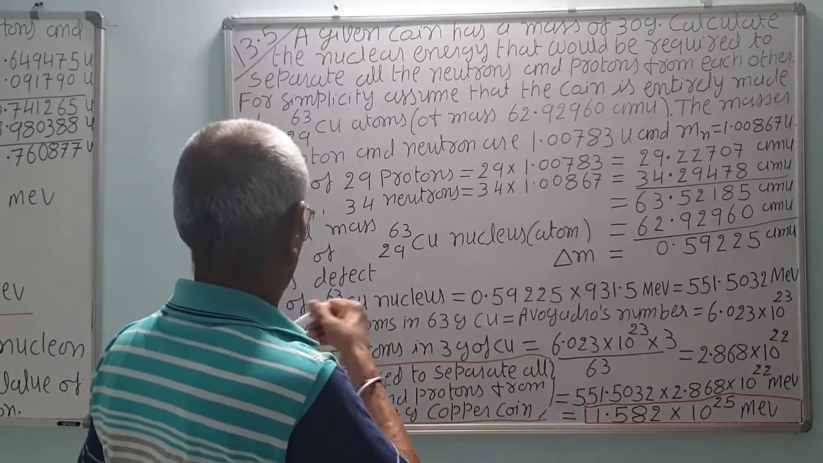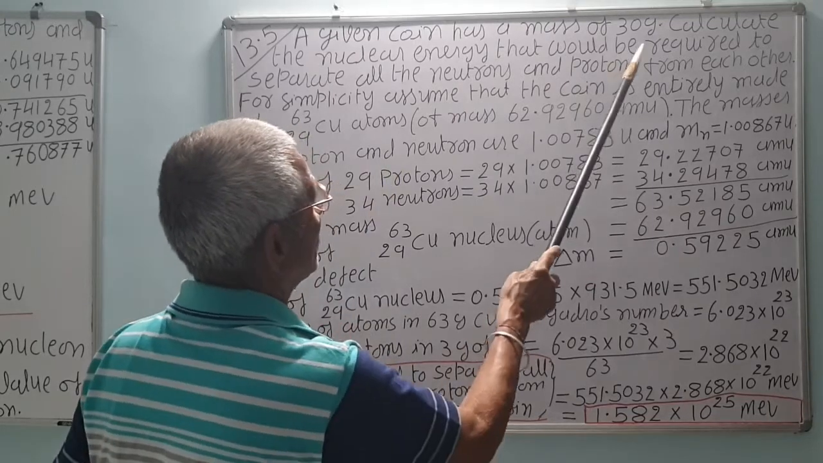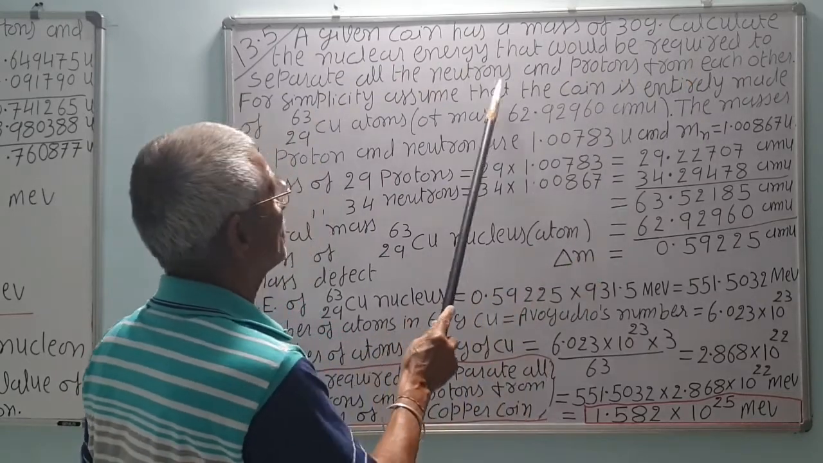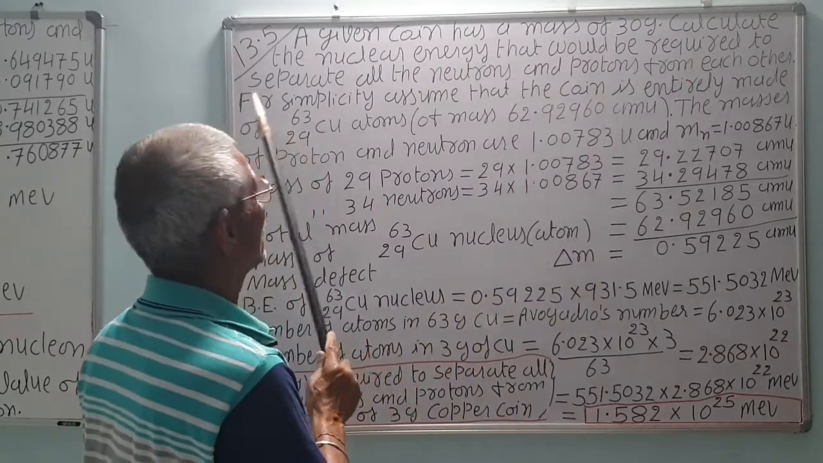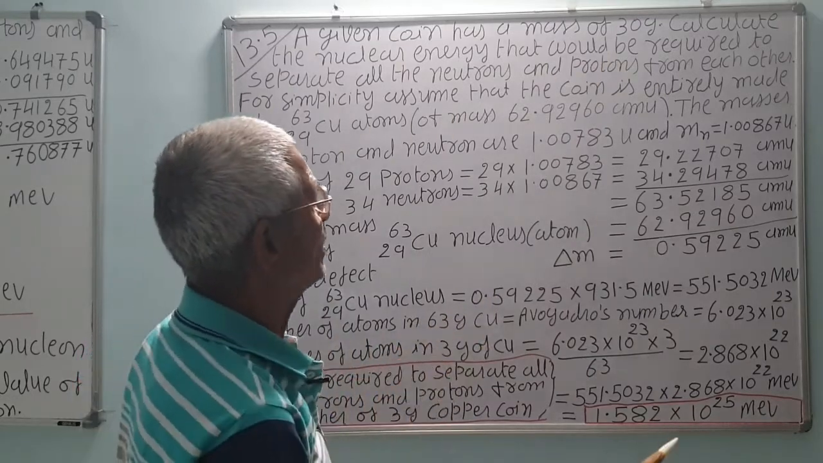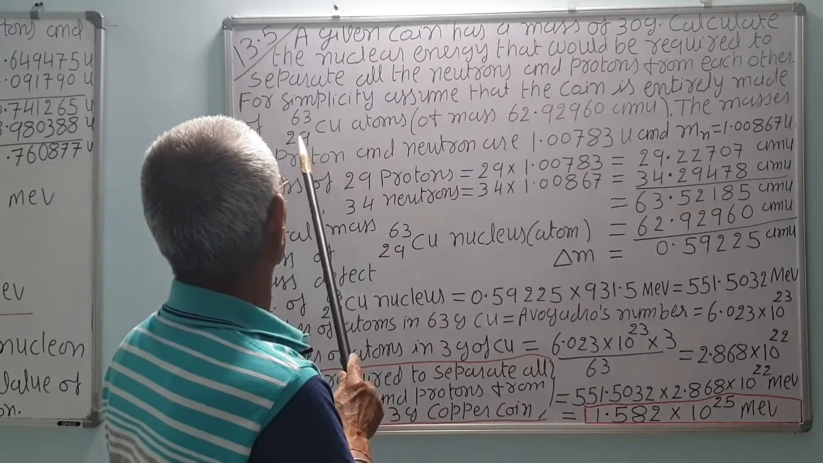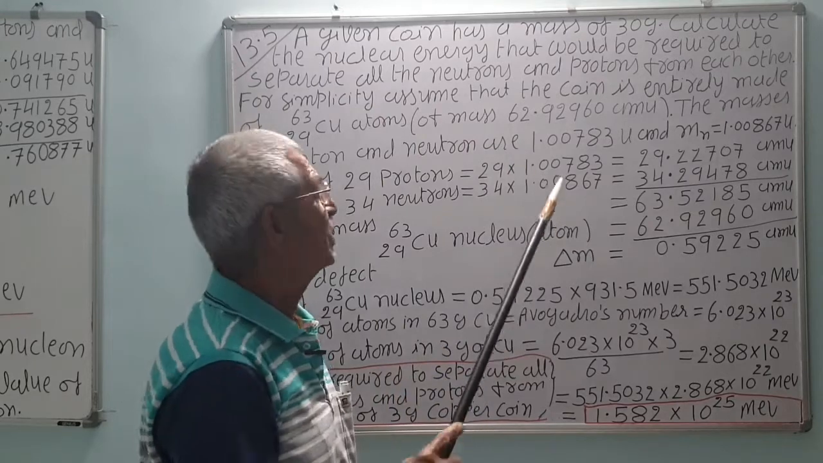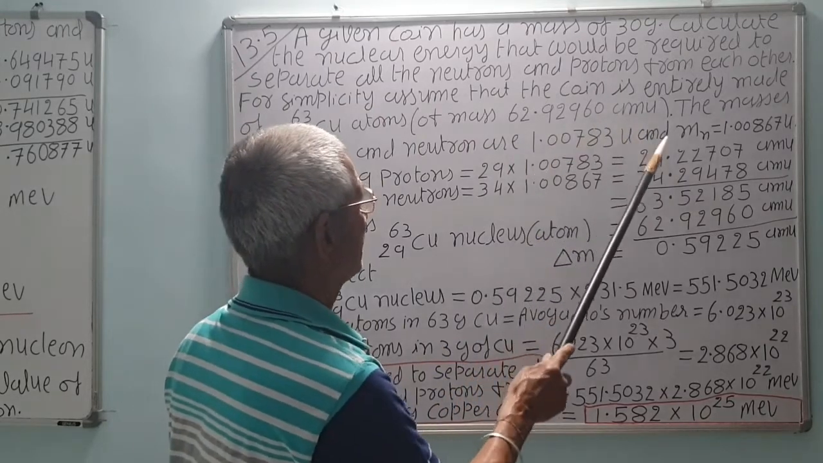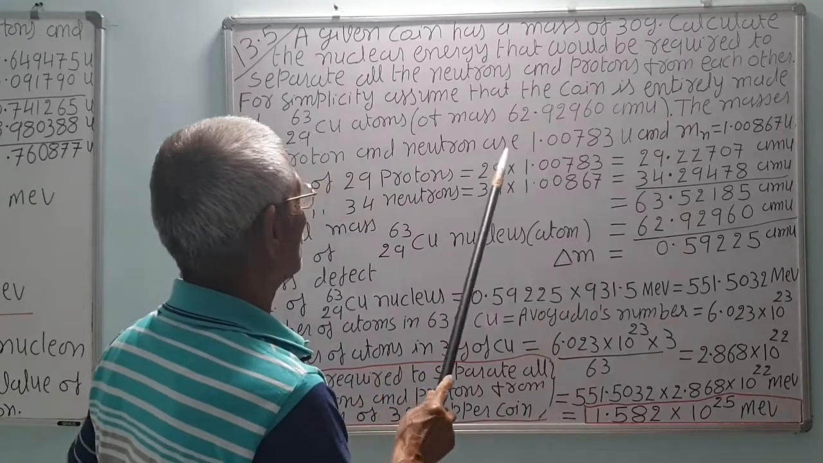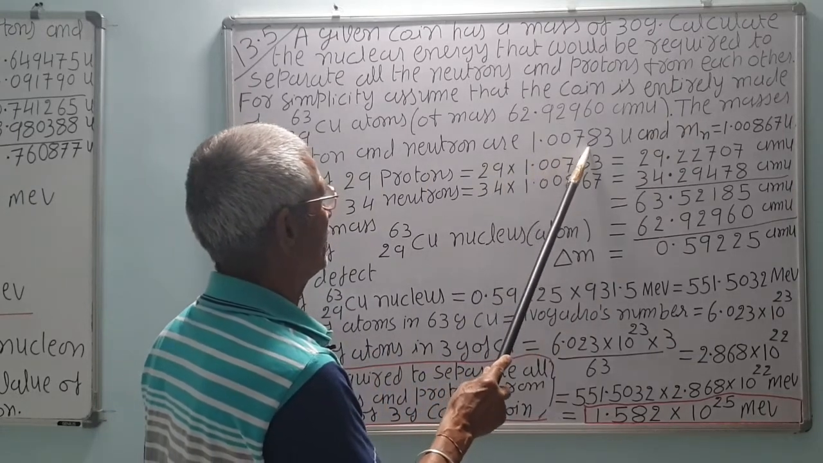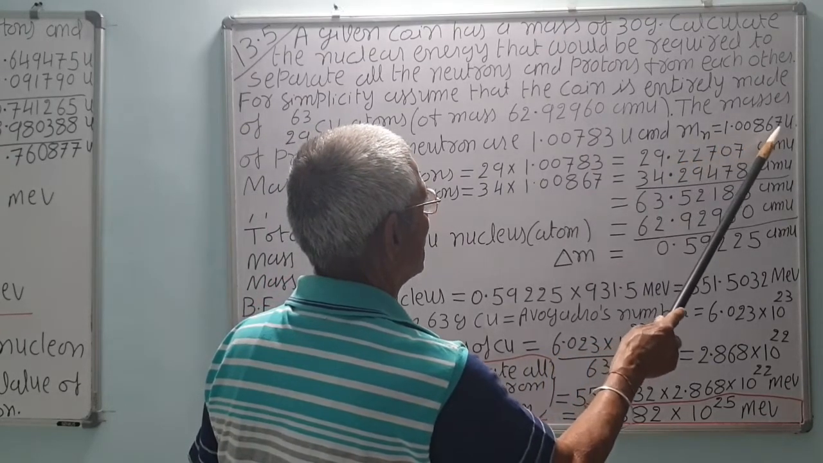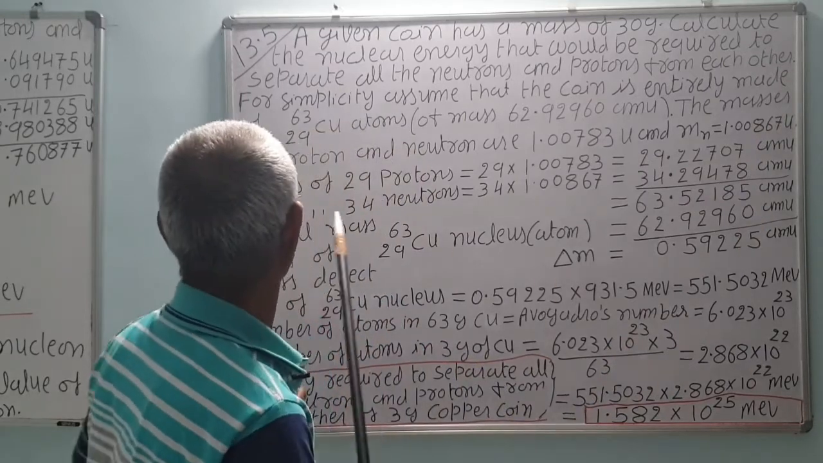Example 30.5. A copper coin has a mass of 30 gram. Calculate the nuclear energy that would be required to separate all the neutrons and the protons from each other. For simplicity, assume that the coin is entirely made of copper 29, 63 atoms. Atomic mass of the copper is 62.92960 atomic mass unit. The masses of proton is 1.00783 and mass of neutron is 1.00867 atomic mass unit. Correct.